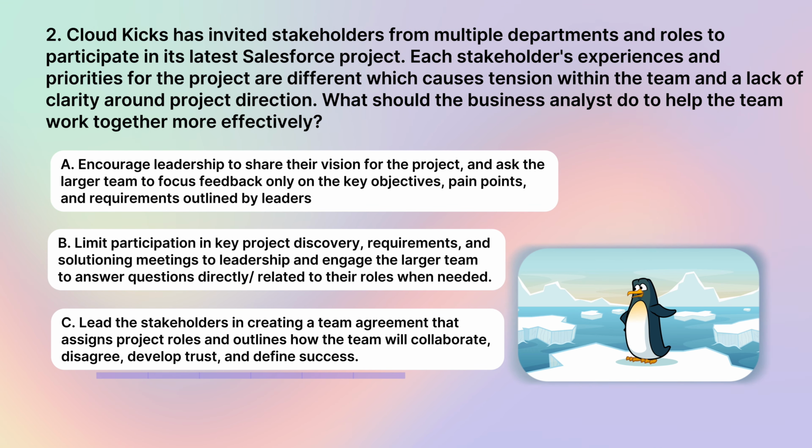Option C is the correct answer because it addresses the root issue of tension and lack of clarity by facilitating communication and collaboration. It creates a shared understanding of everyone's role and how they will work together towards the project's success. Option A only addresses feedback, which does not address the underlying issues of communication and collaboration. Option B limits participation and does not promote collaboration and communication among the team.